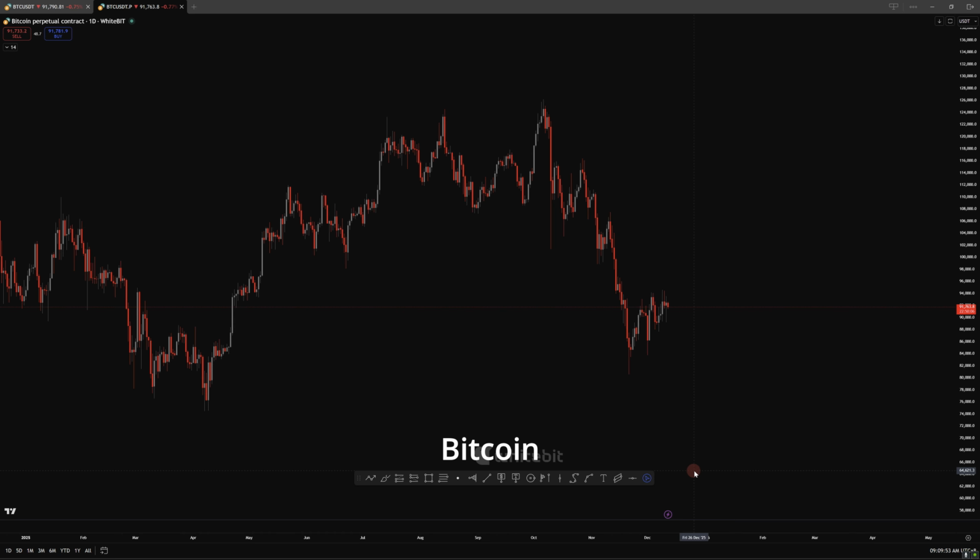Today we will assess the Bitcoin perpetual contract on the Whitebit exchange with the daily time frame. The Whitebit charts can be found in TradingView, link in bio.